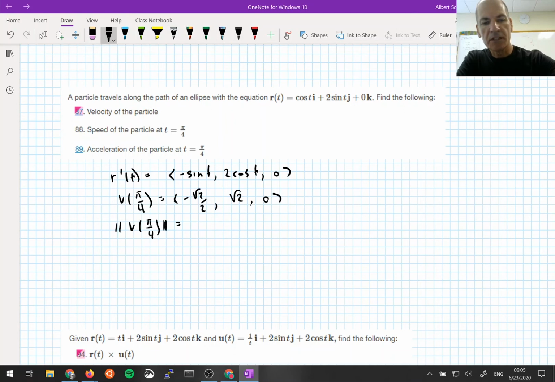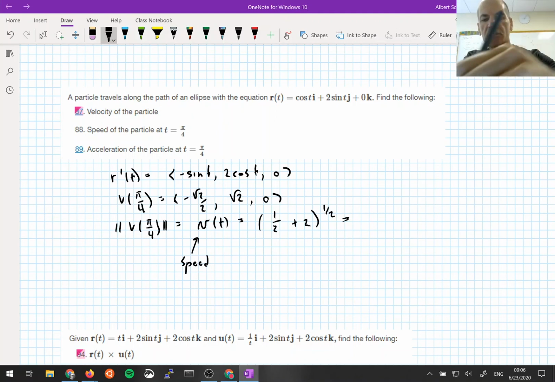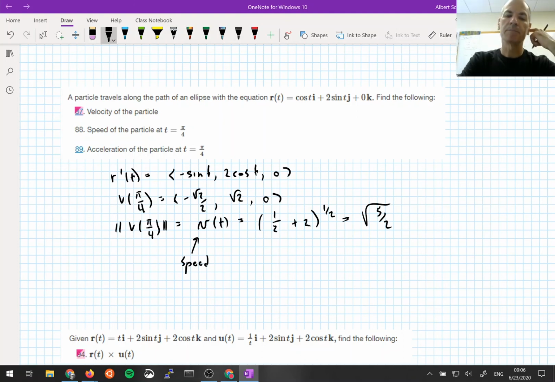And we often will see this written as script v, which I'll write in this sort of unusual way, script v. This is speed. And again, it's the magnitude of the velocity. We can do that by squaring everything. So the square root of 1/2 plus 2. That is just the square root of 5/2. That's the speed. If you had units, you would say meters per second or something like that.